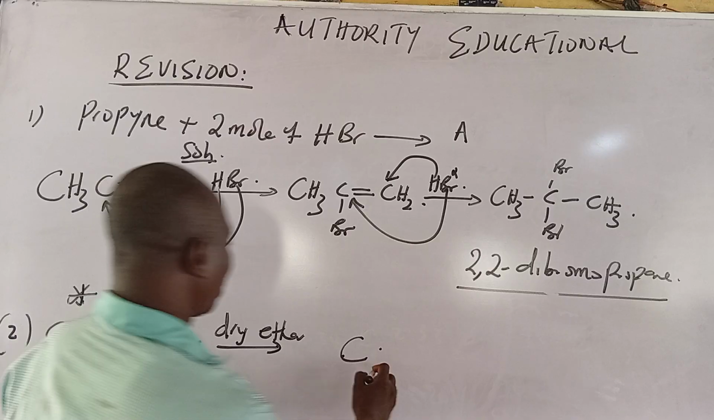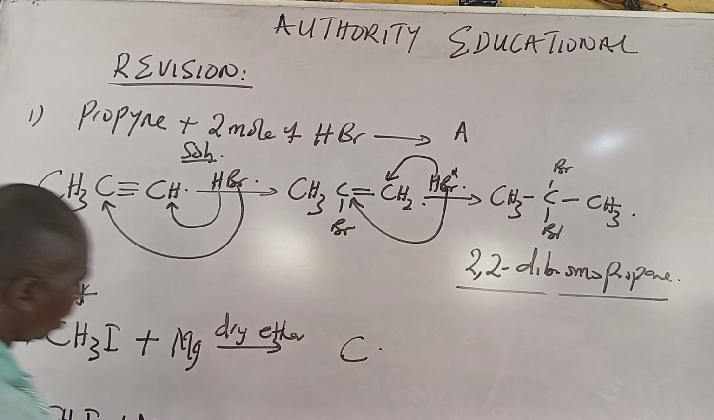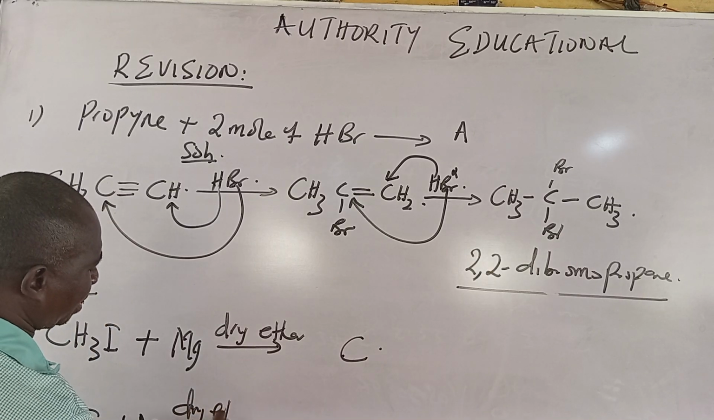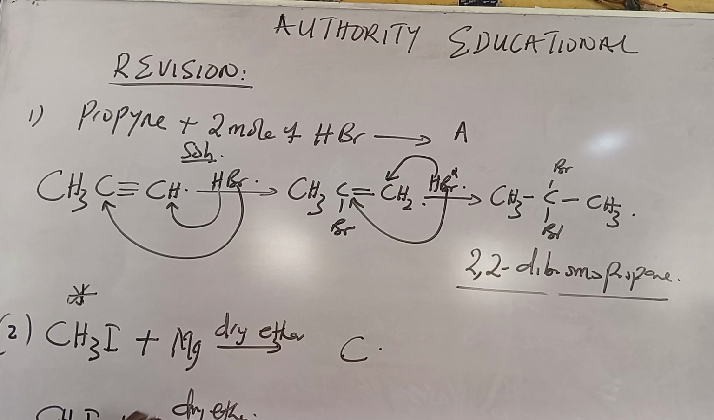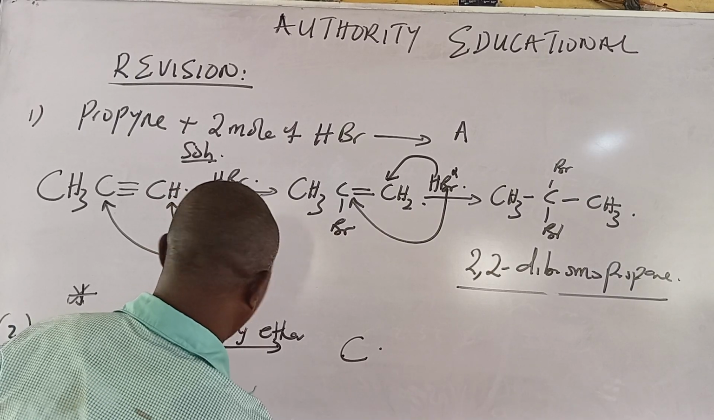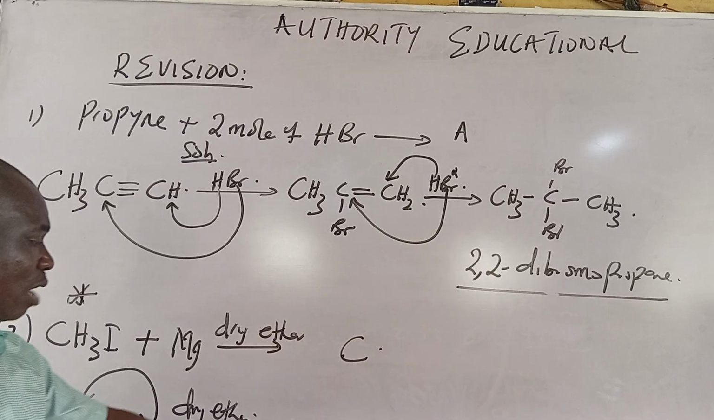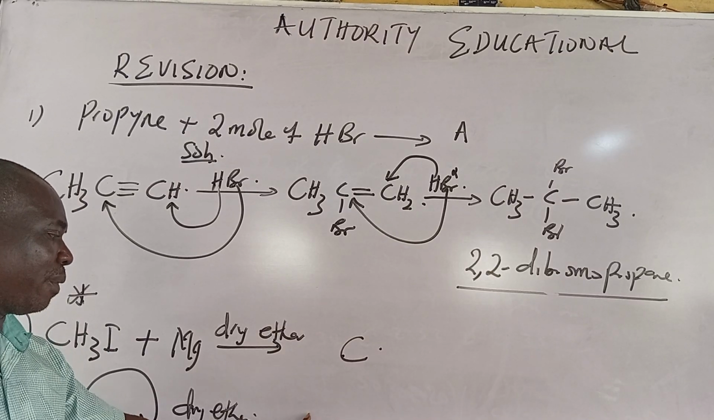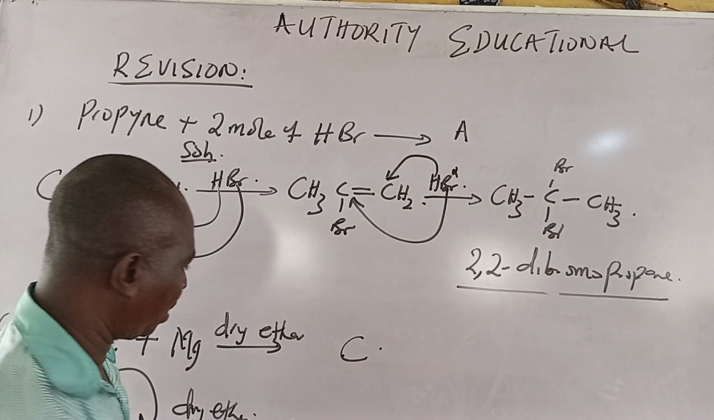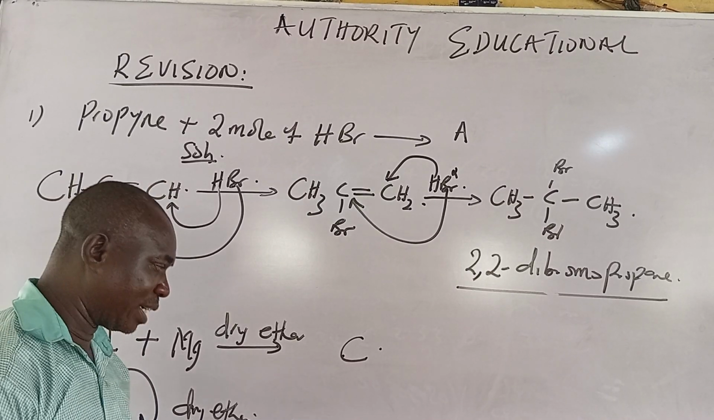So C will be: you have CH3I plus Mg in the presence of dry ether. Magnesium here will come and sandwich itself there, to have CH3MgI. This is a Grignard reagent, an organometallic compound that will help in organic synthesis. Many compounds are synthesized from this compound, Grignard reagent.